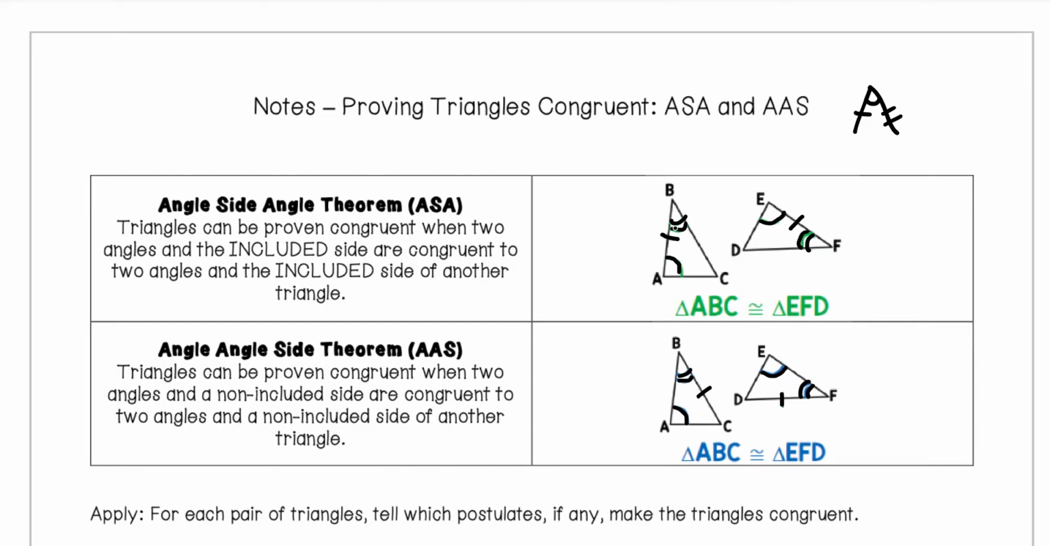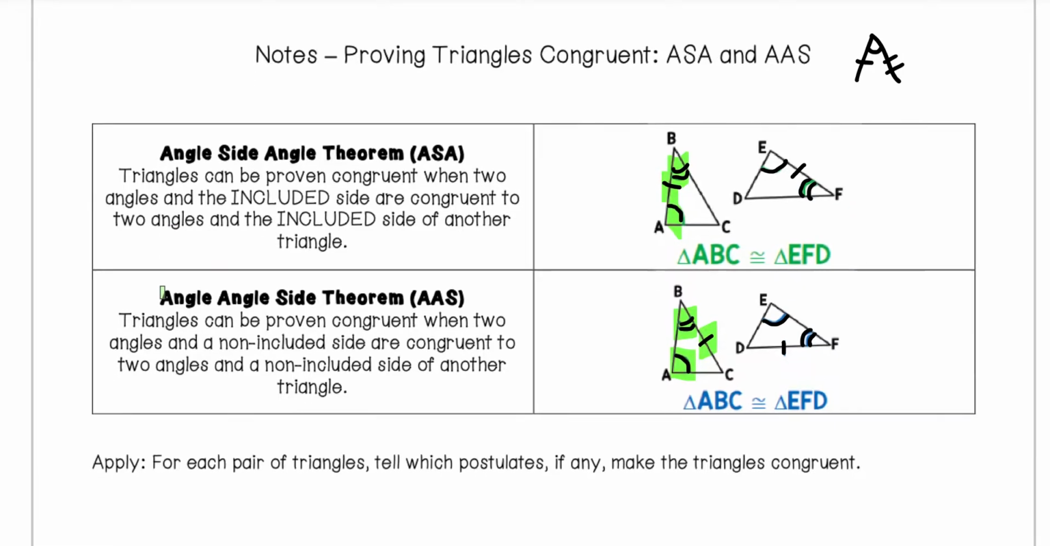So angle-side-angle is when the side between the angles is congruent. You can think about it in the order that you read it: angle-side-angle, in order. Whereas in angle-angle-side, we have one angle, another angle, and then a side. They're not read in the same order because the side is not included. So we go angle, angle, and then side.